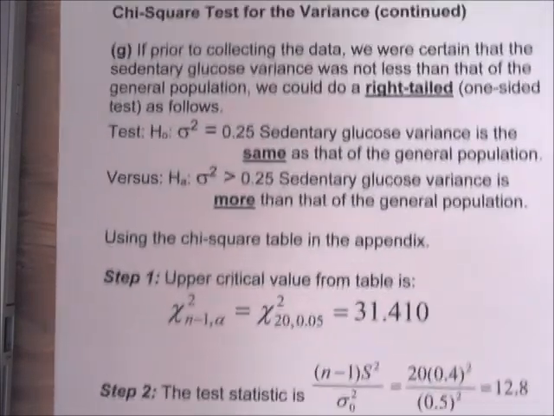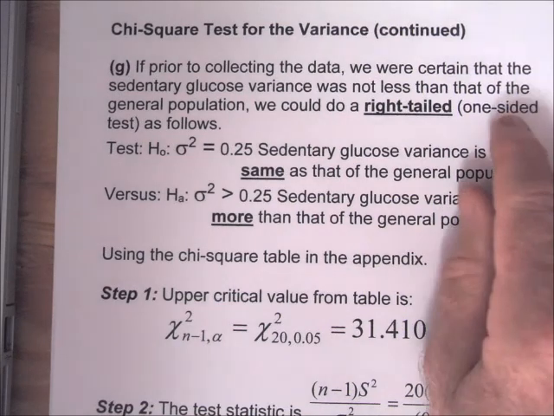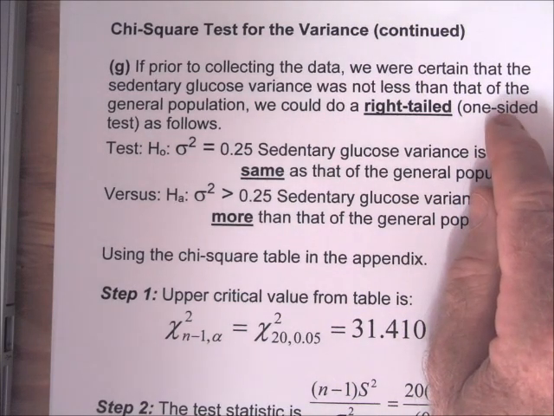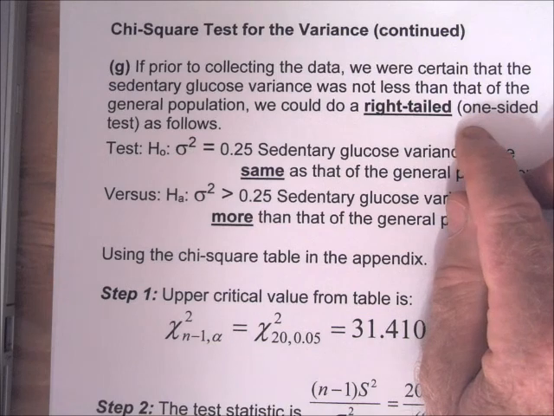Okay, so here we could also do a one-sided test for the variance. If prior to collecting the data we are certain that the sedentary glucose variance was not less than that of the general population, we can do a right-tailed test.